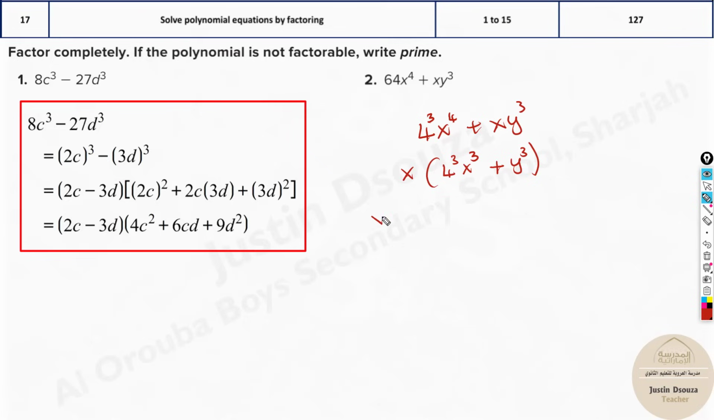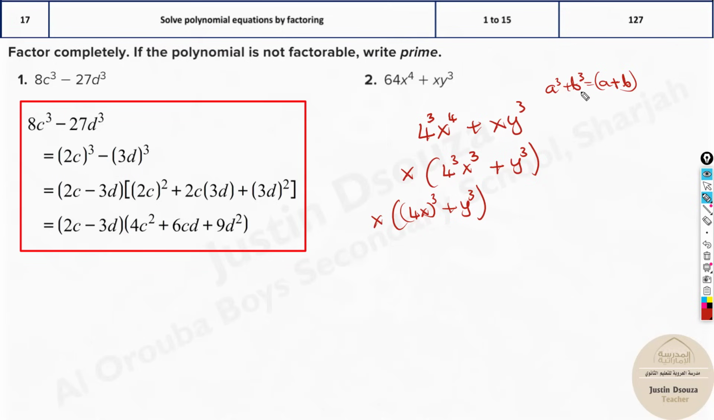Now let's write it as a whole. x is what? 4x the whole cube plus y cube. And now here it was a difference of cubes. Now we have to use the sum of cubes formula. Write it up over here. It'll be a cubed plus b cubed is equal to a minus b. See, sorry, it's a plus b.